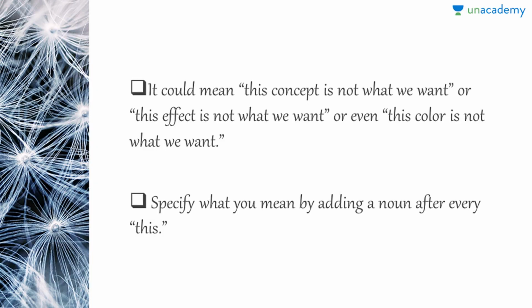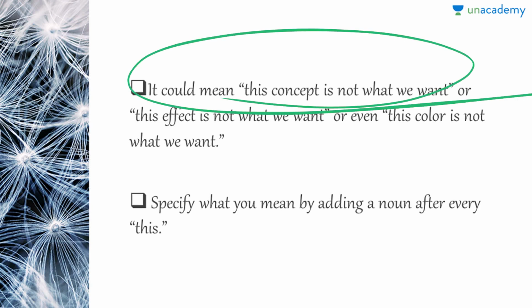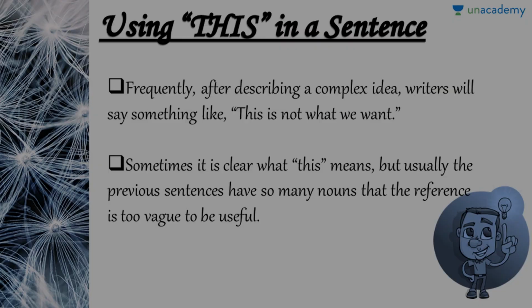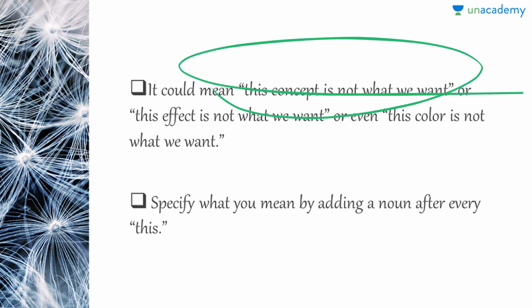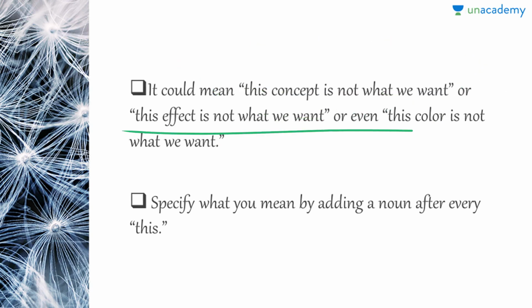So it could mean "this concept is not what we want", or if we use this thing, "this is not what we want", it can have various meanings. It can mean this concept is not what we want, or it can mean this effect is not what we want, or it can even mean this color is not what we want. So you should specify what you mean by adding a noun after every "this". Maybe "this thing is not what we want", "this man is not whom we want", "this kind of problems are not what we really want". So "this" alone is not complete in itself.